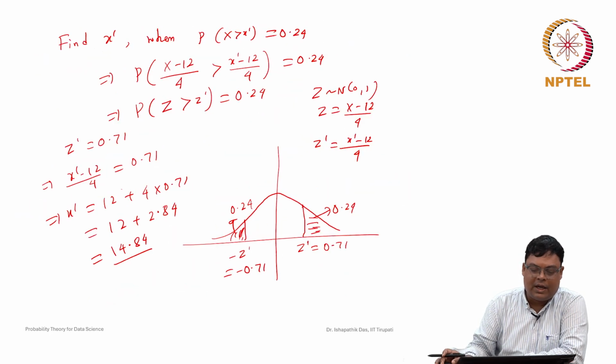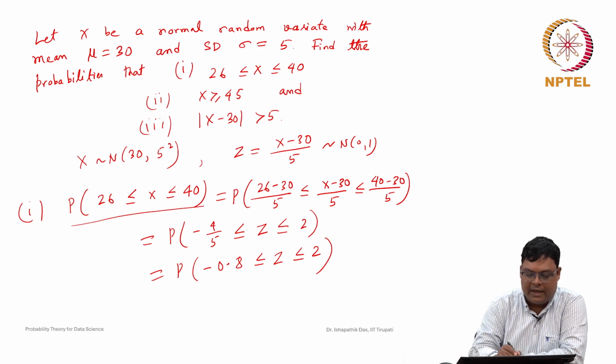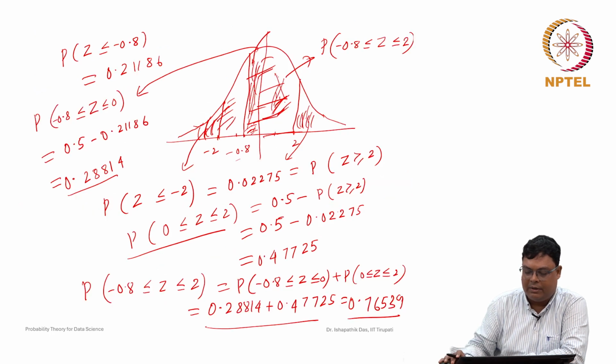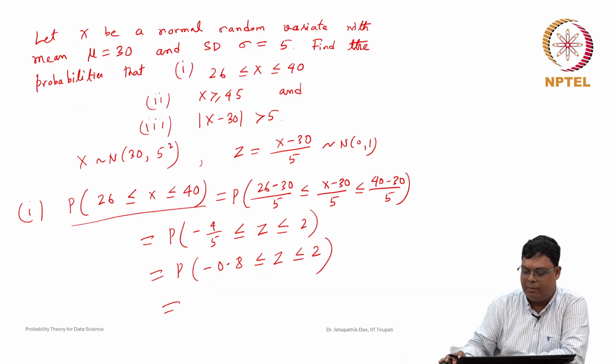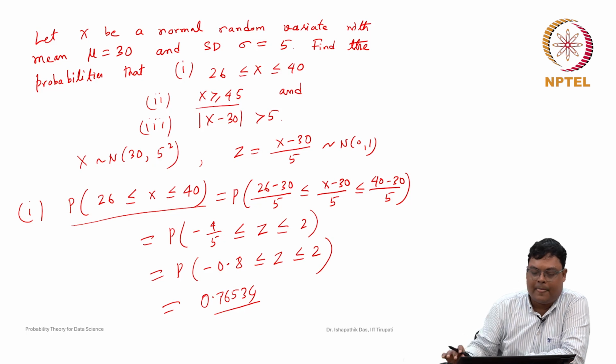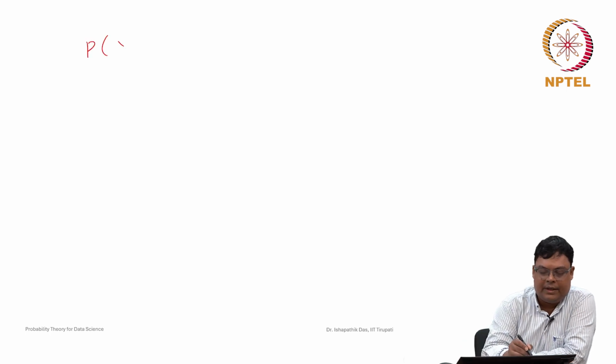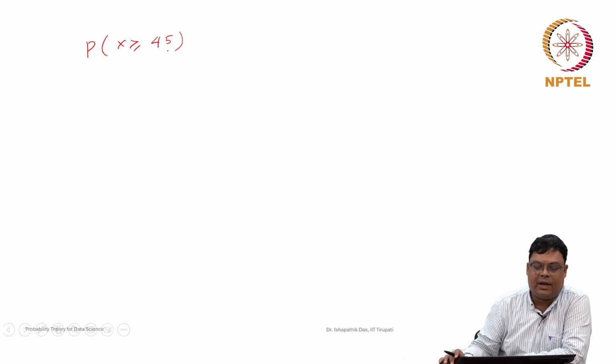Now, what is the second question? We have found the probability that x is between 26 and 46, and the final value is 0.76539. Next, we have to find the probability that x is greater than or equal to 45.